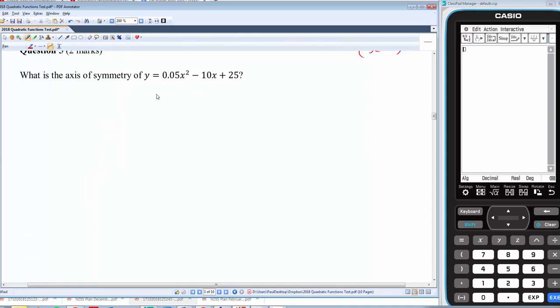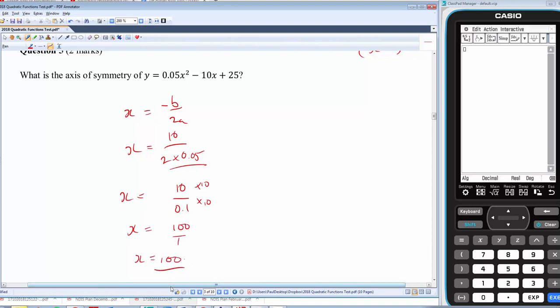Alright, the axis of symmetry here, well, the easiest way to get the axis of symmetry is to use x equals negative b on 2a. So what we're going to do is negate the b value, which is negative 10, so negative negative 10 is just 10, and 2 times 0.05, the a value. Now many of you were unable to do this. So that's 2 lots of 5 hundredths, that's 10 hundredths. 10 hundredths is the same as 1/10, 0.1. Multiply that by 10, multiply that by 10, x equals 100 over 1, or x equals 100. So many of you lost marks on that, not because you didn't understand axis of symmetry and how to use that formula, but rather you couldn't work with the decimals.